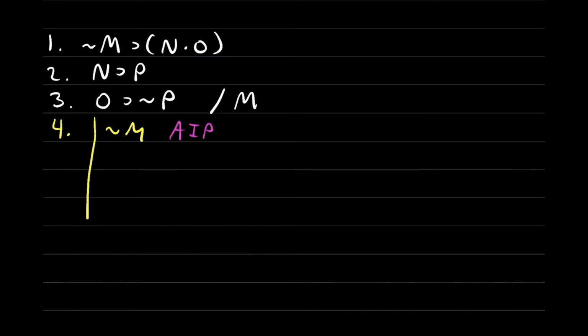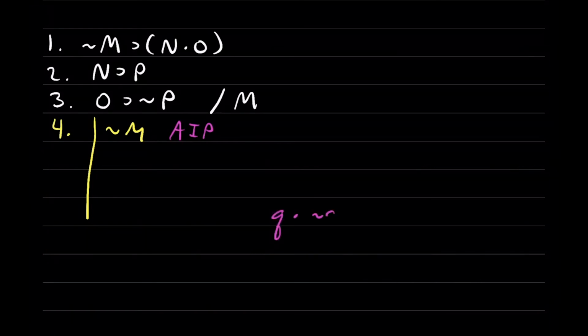And now, just to be really clear, what I'm looking for is something like this, a substitution instance of Q and not Q, a statement and its negation, because that will show that our initial assumption has to be false.